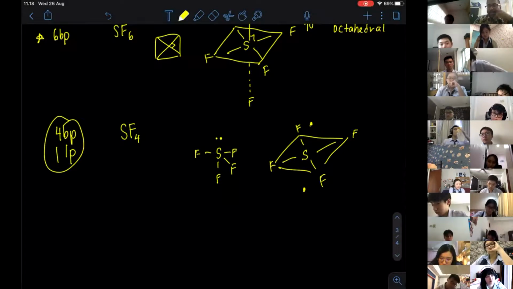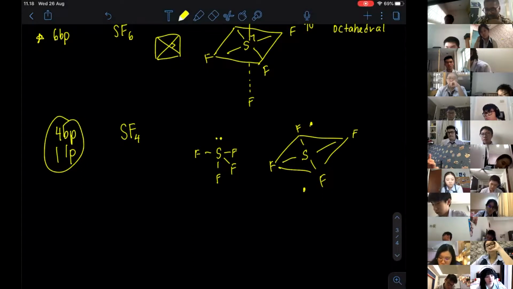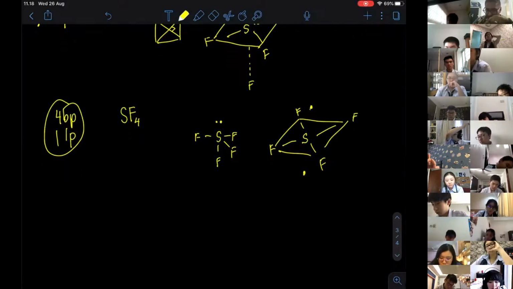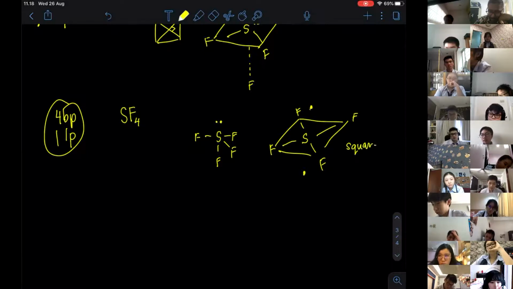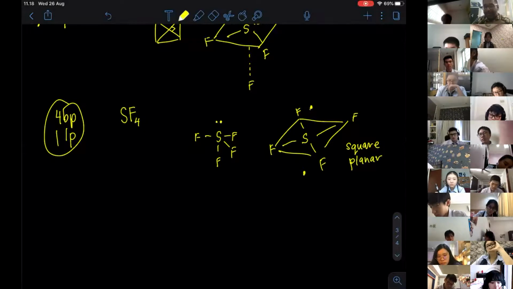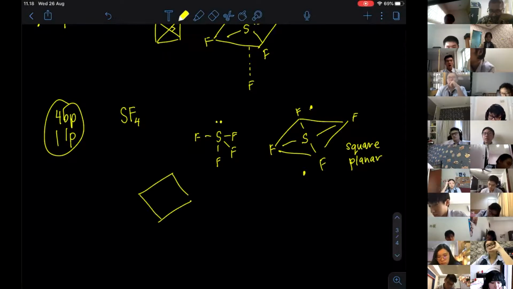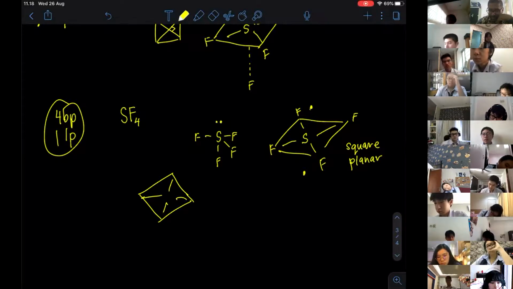So they actually ask you to tell what might be the shape. This one is based on the past year paper. The shape of this is a square, and it's called square planar. What is planar? Planar means in one plane. Just imagine you have a square on a piece of paper. F, so this one will just stay there.